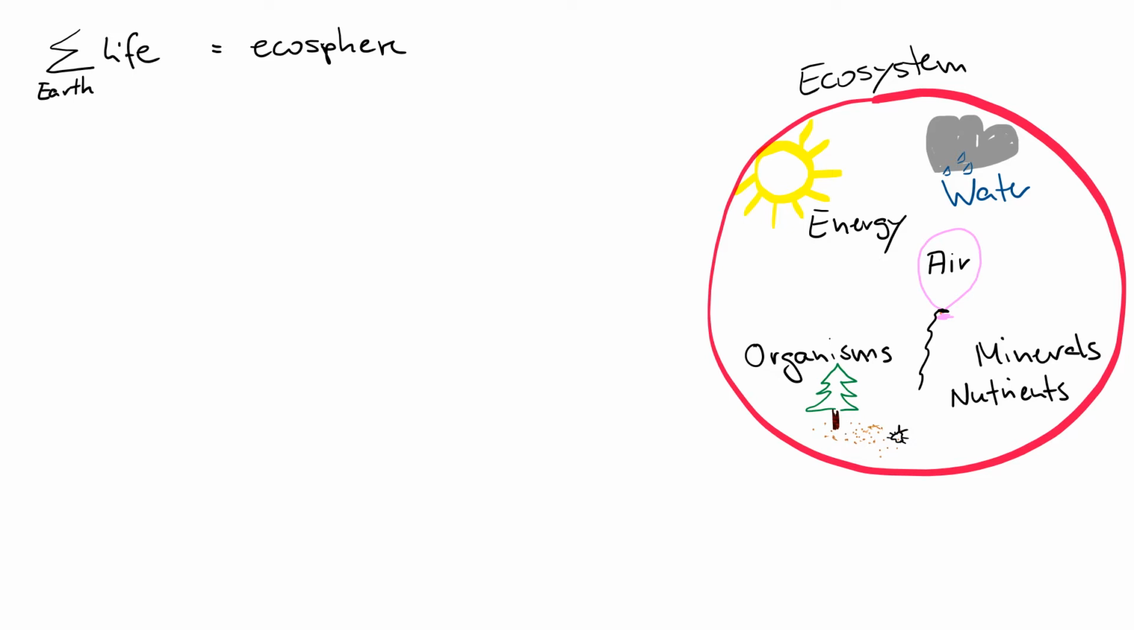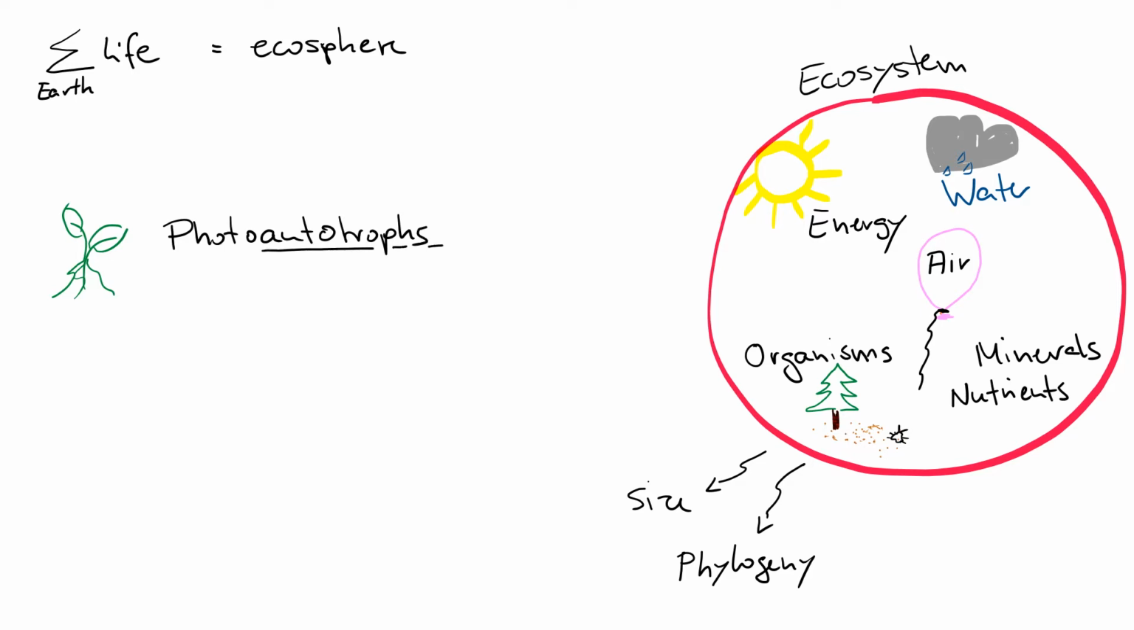The organisms contained within these ecosystems can be grouped numerous ways. One of them is to simply group them by size, where we distinguish micro, meso, and macrofauna. We can separate them into classes based on phylogeny, or we can look at where they obtain their carbon and energy. And we've already learned about some of these terms. We've learned about photoautotrophs. These get their carbon from the atmosphere, carbon dioxide, and they get their energy from the sun.